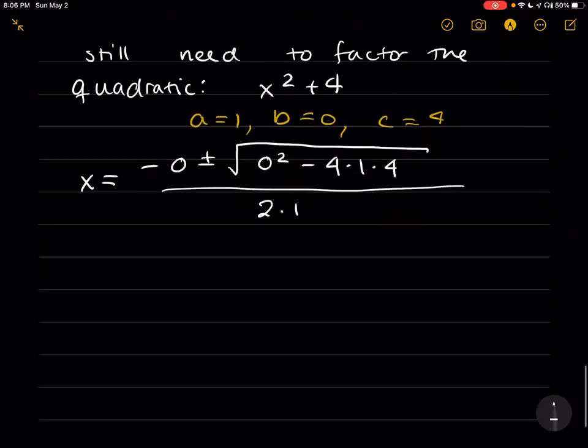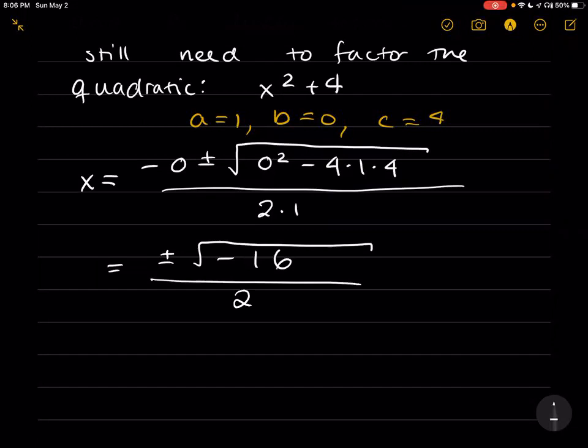Okay, let's do some simplifying here. Minus 0 just goes away, so we have plus or minus, and then 0 squared goes away as well. So we have minus 4 times 1 times 4. I think that's minus 16, all over 2. 2 times 1 is just 2. And now I'm going to break up that minus 16. I'm going to write it as 16 times negative 1, over 2.